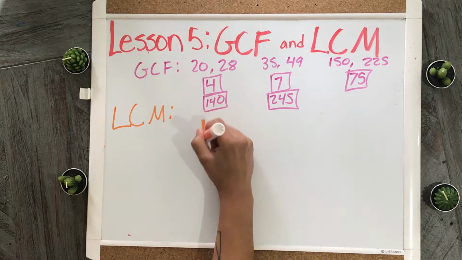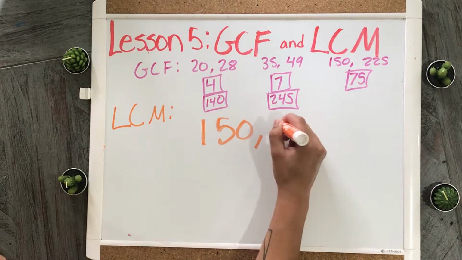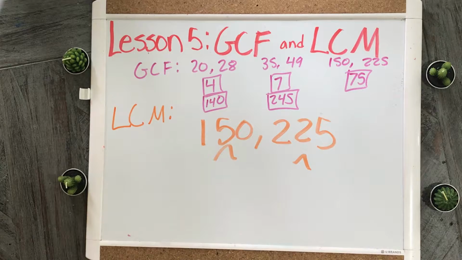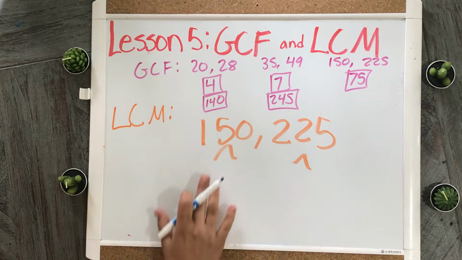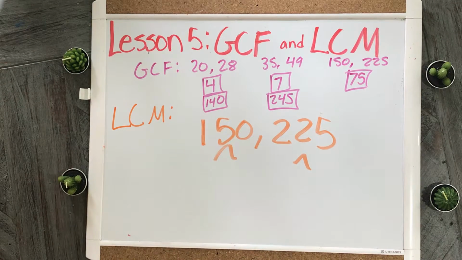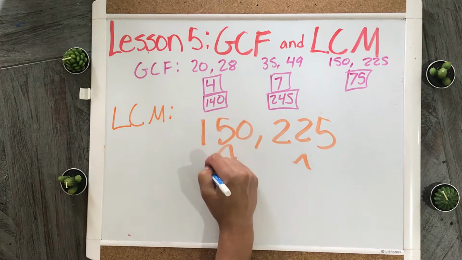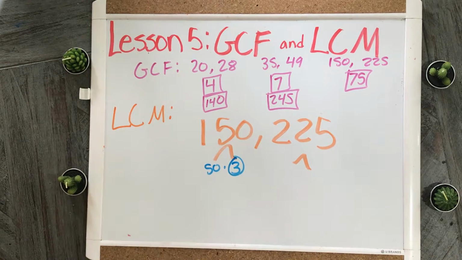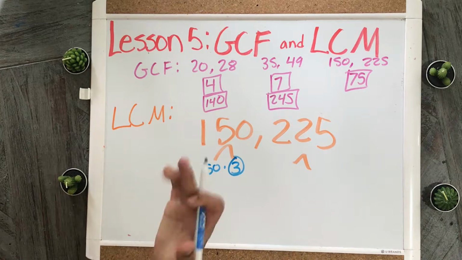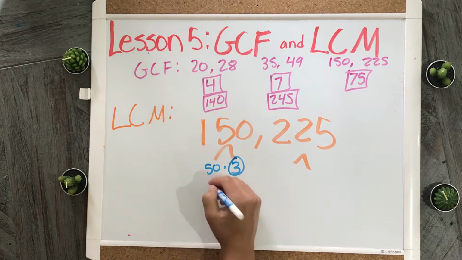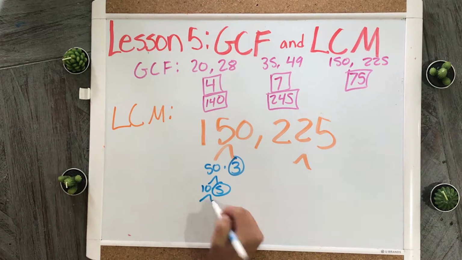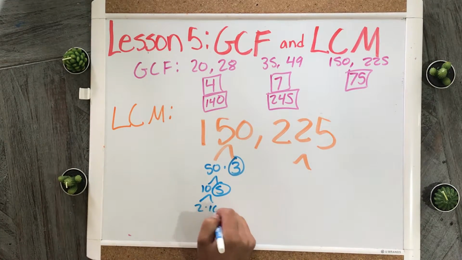Alright, so we have 150 and 225. Factor trees, please. Alrighty, so think of two numbers to get you to 150. I used 50 times 3. 3 is prime. Think of two numbers that'll get you to 50. You may have used 25 times 2. I used 10 times 5. Okay, 5 is prime. Let me break down this 10 with 2 times 5.